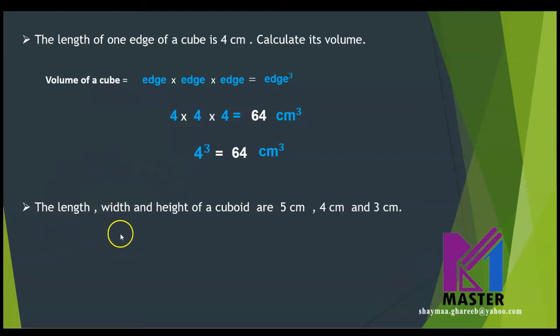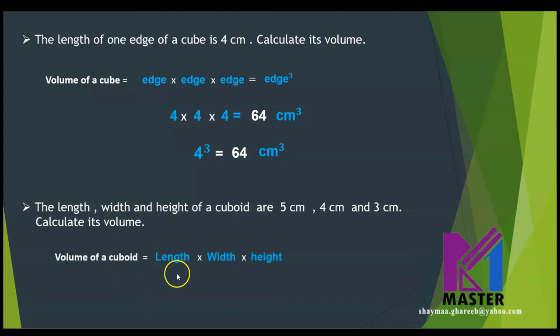The length, width, and height of a cuboid are 5 centimeters, 4 centimeters, and 3 centimeters. Calculate its volume. The volume of the cuboid equals length times width times height. So we are going to multiply the 3 dimensions by each other. 5 times 4 equals 20. 20 times 3 equals 60. And what about the unit? It's in centimeters, so it will be cubic centimeters.